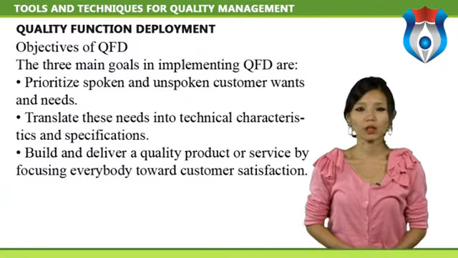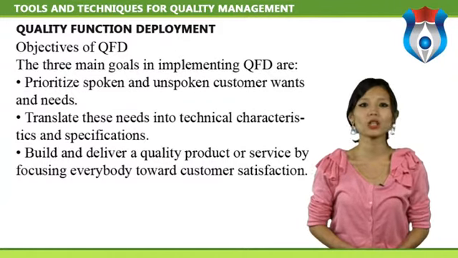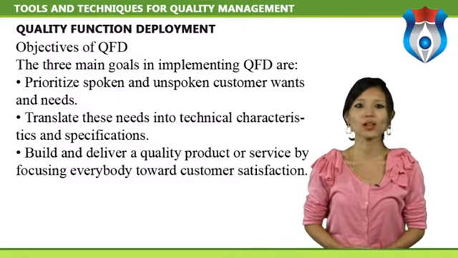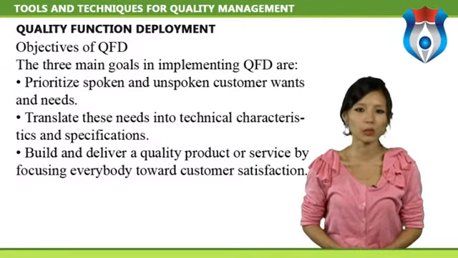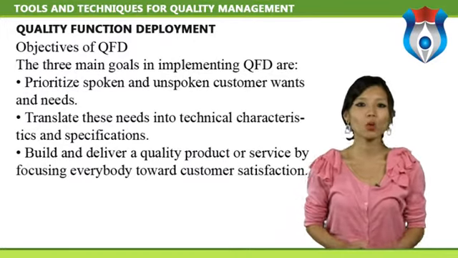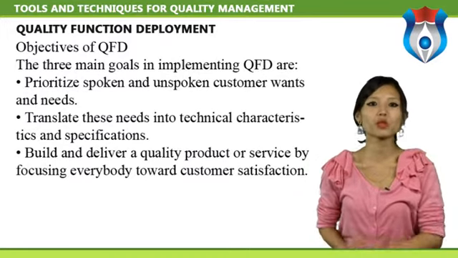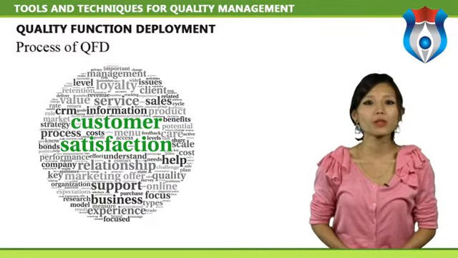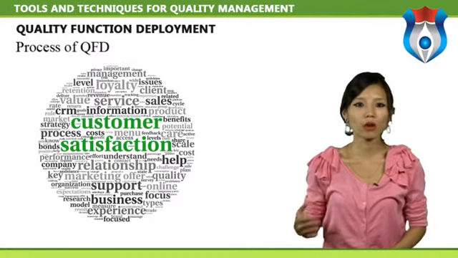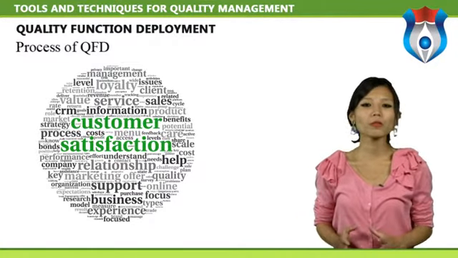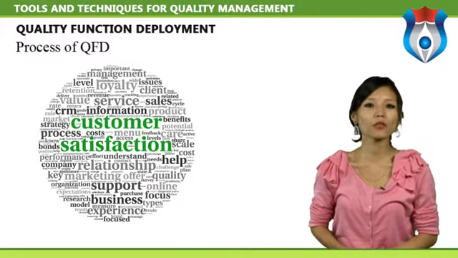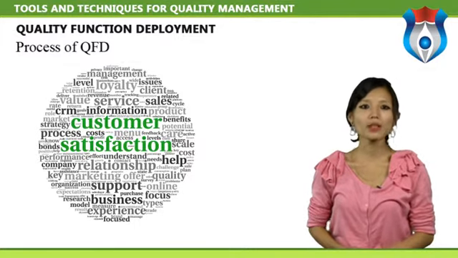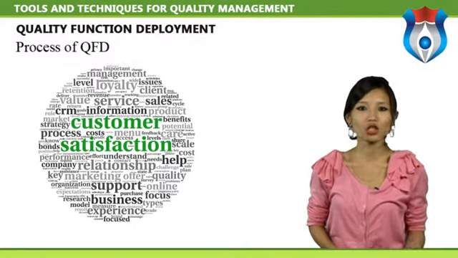Objectives of QFD. The three main goals in implementing QFD are prioritize spoken and unspoken customer wants and needs, translate these needs into technical characteristic and specification, build and deliver a quality product or service by focusing everybody toward customer satisfaction. Process of QFD. The QFD uses some principle from concurrent engineering in that cross-functional teams are involved in all phases of product development. Each of the four phases in a QFD process uses a matrix to translate customer requirements from initial planning stages through production control.